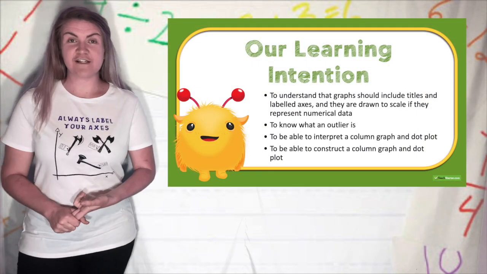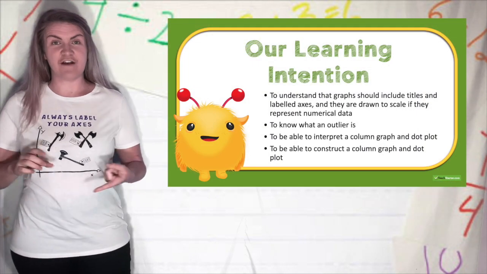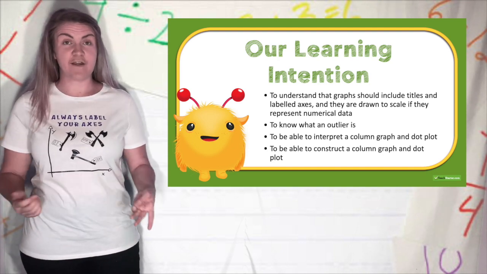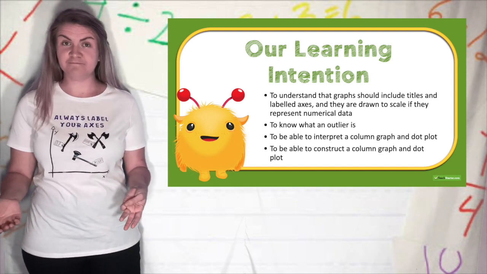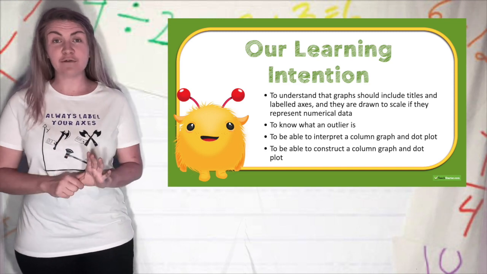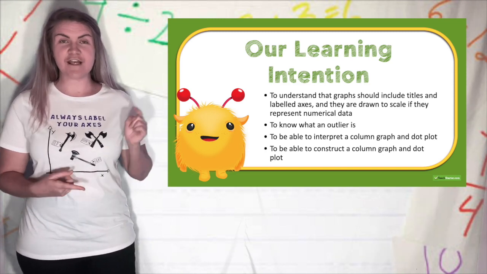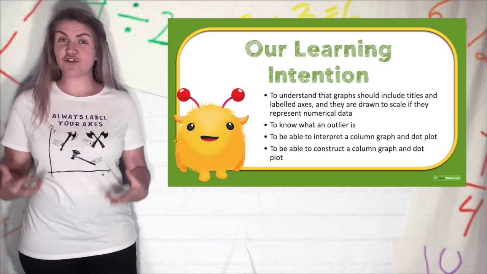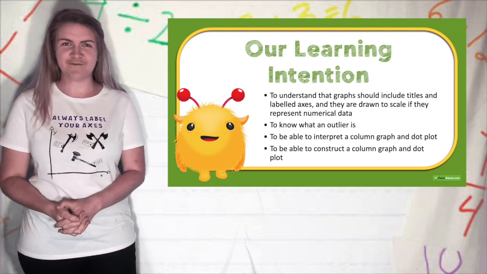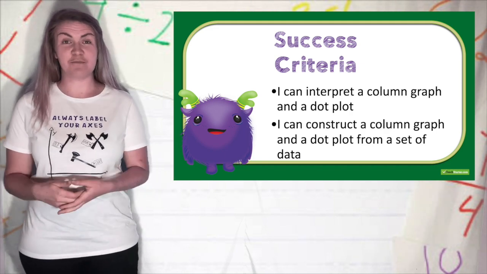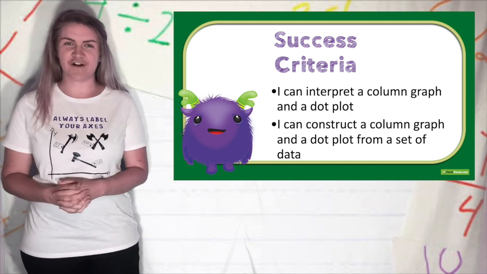Our learning intention is to understand that graphs should have titles, labelled axes, and be drawn to scale if they are representing numerical data. We want to know what an outlier is and to be able to interpret dot plots and column graphs as well as construct dot plots and column graphs. We will know we are successful when we can interpret dot plots and column graphs as well as construct them.